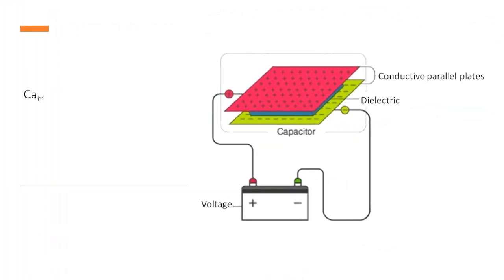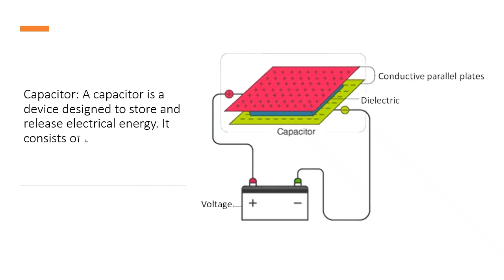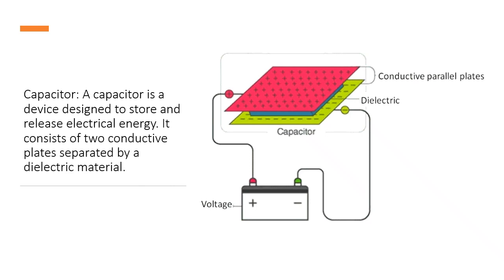Capacitor. A capacitor is a device designed to store and release electrical energy. It consists of two conductive plates separated by a dielectric material.